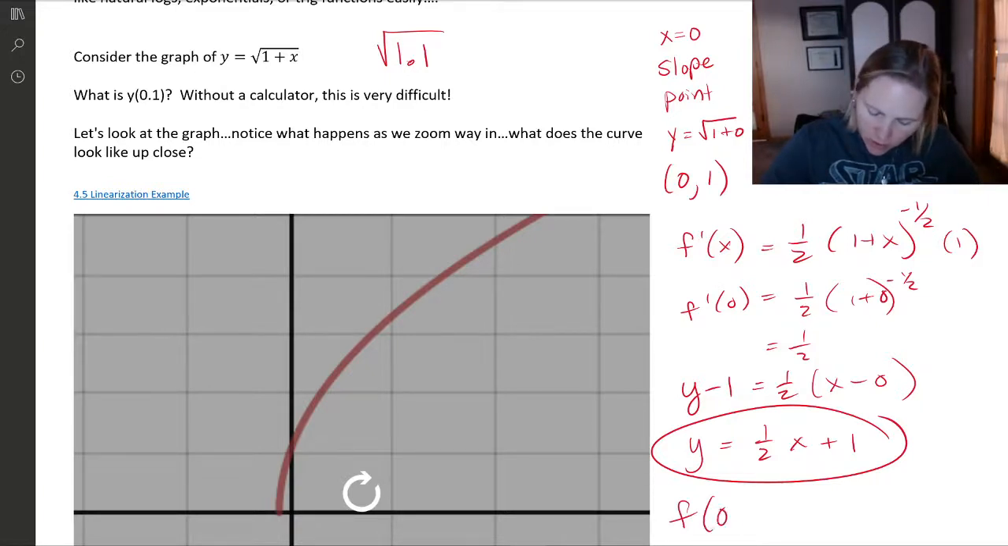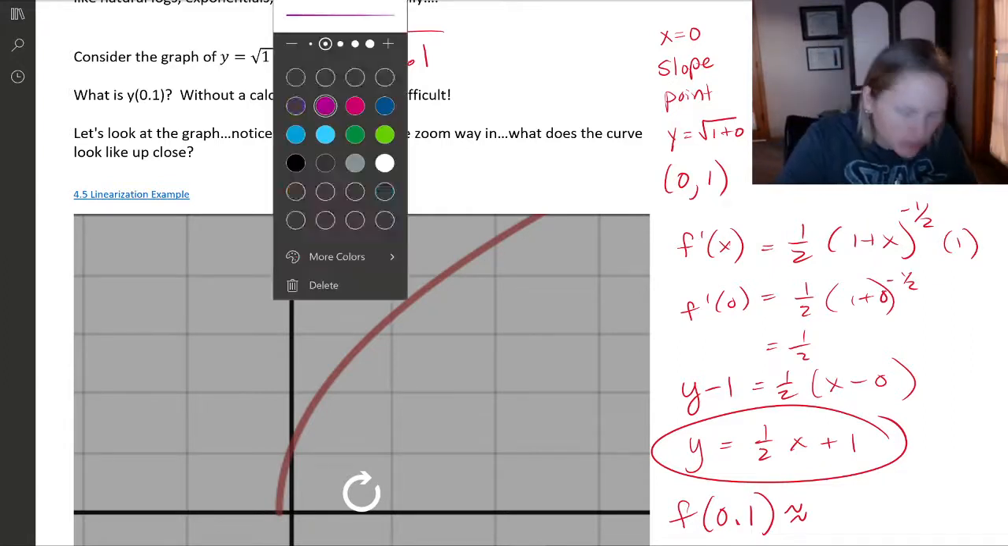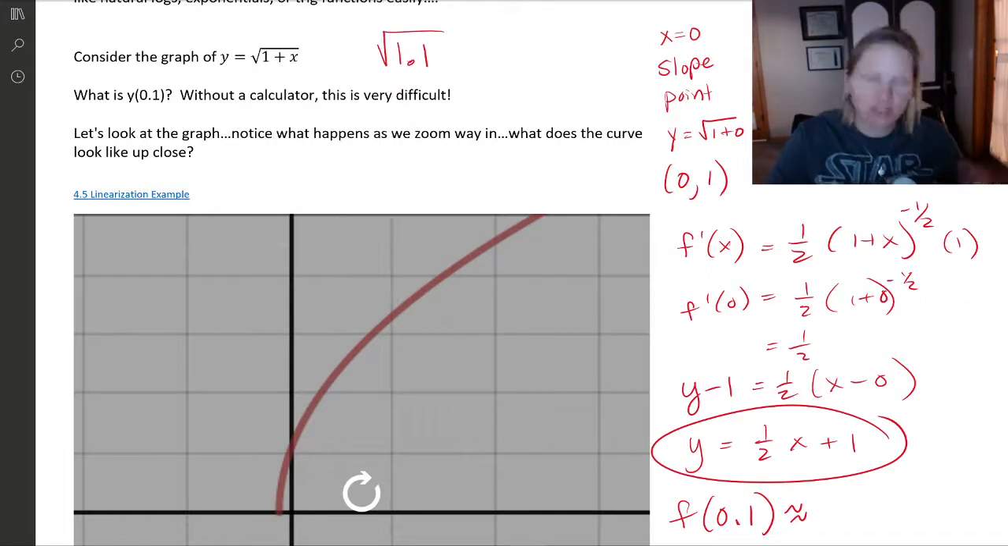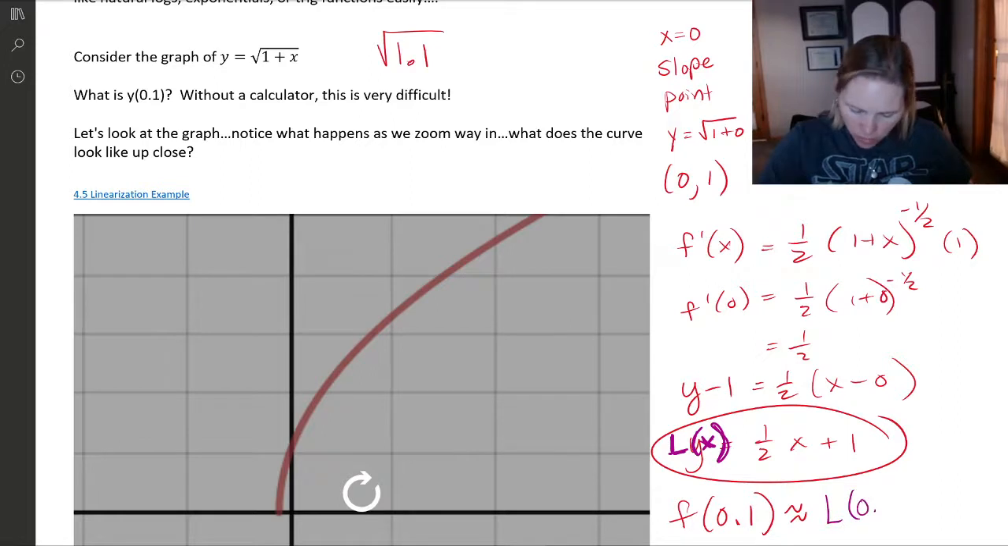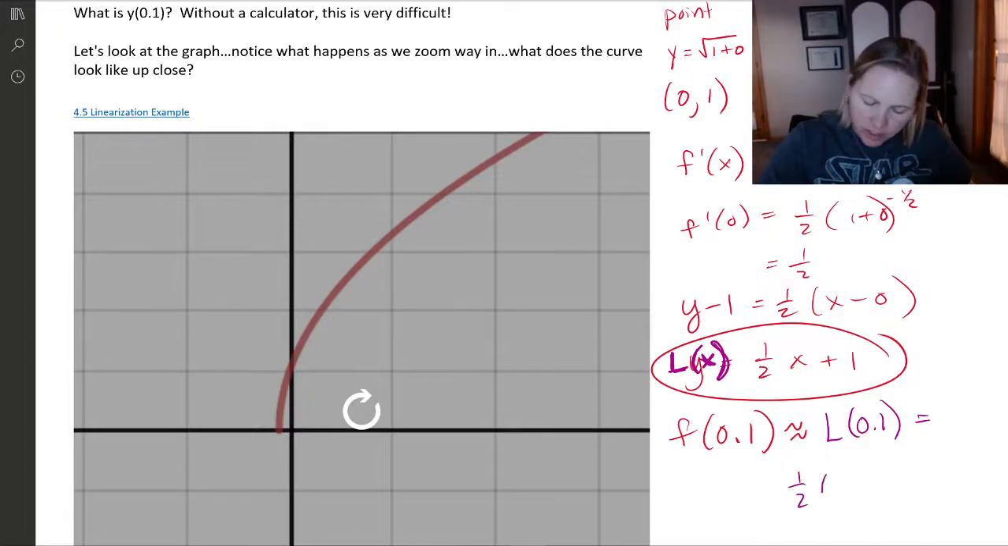f of 0.1 is approximately, and instead of a y, just to set things apart because I have a y going on in the original, I'm going to call it the linearization. So I'm going to use a slightly different technique, and I'm going to call this L of x. So it's this new function, L of x, right? So it's approximately L of 0.1, which when I plug that in, I get 1/2 times 0.1 plus 1.